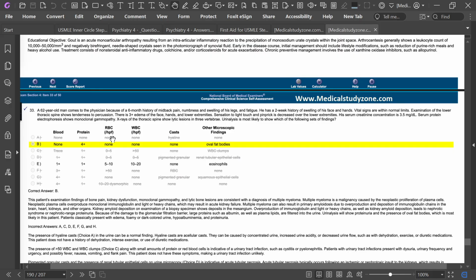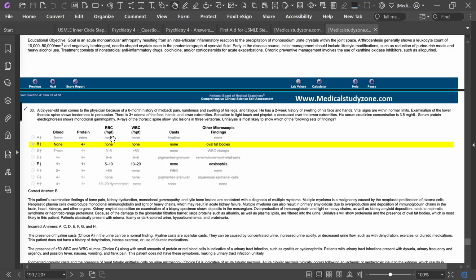So it is multiple myeloma. Multiple myeloma is a malignancy caused by neoplastic proliferation of plasma cells. Neoplastic plasma cells overproduce monoclonal immunoglobulin, light and heavy chains, which may result in acute kidney failure. Multiple myeloma can also result in primary amyloidosis due to overproduction and deposition of immunoglobulin chains in the brain, heart, kidney, and other organs.